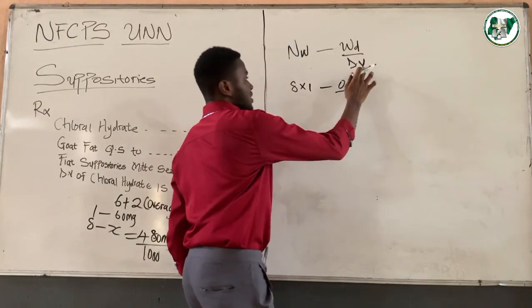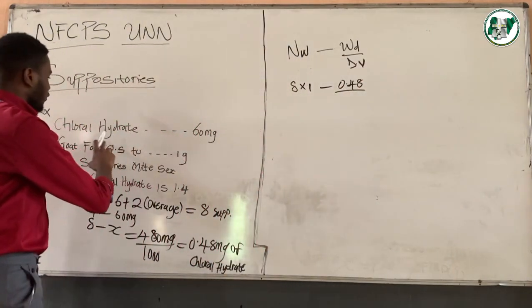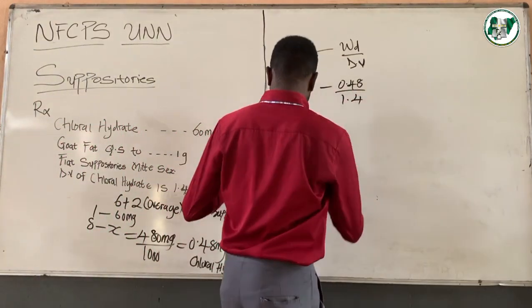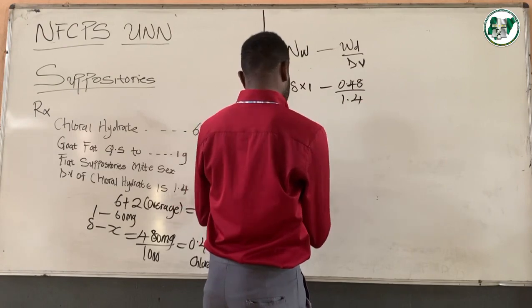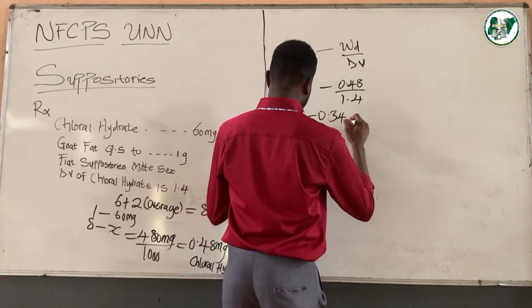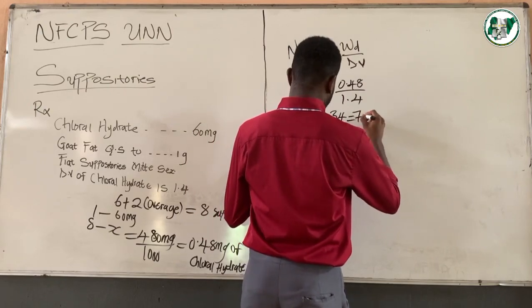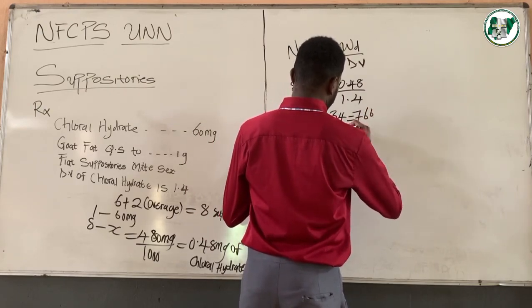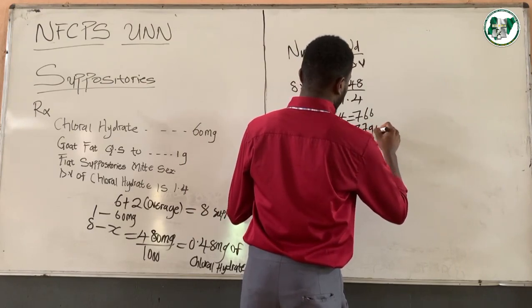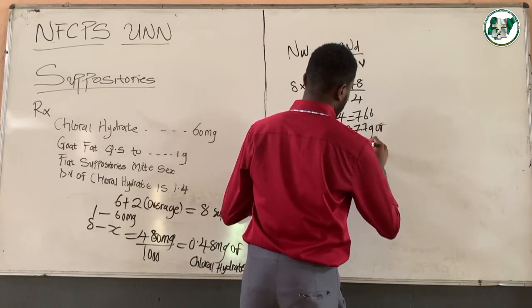divided by the displacement value of our chlorohydrate, which is 1.4. So when we do this, we would have 8 minus 0.34, which gives us 7.66, approximately 7.7 gram of goat fat.